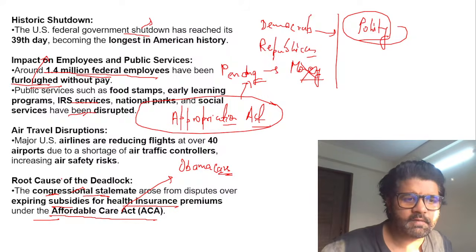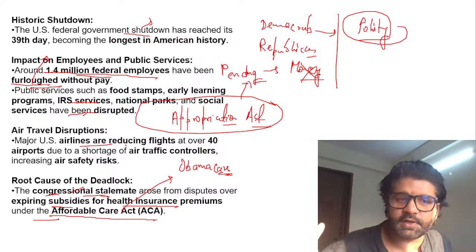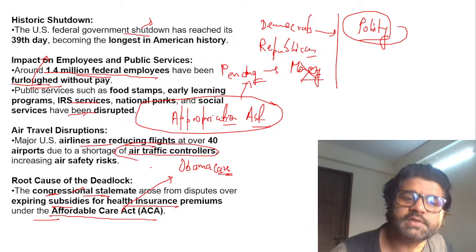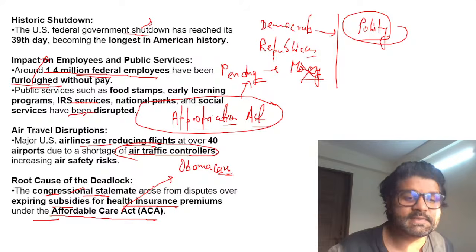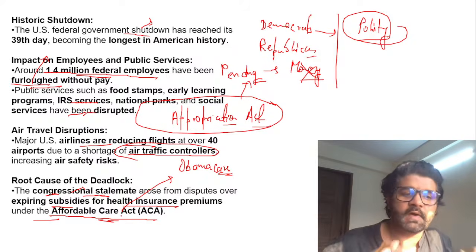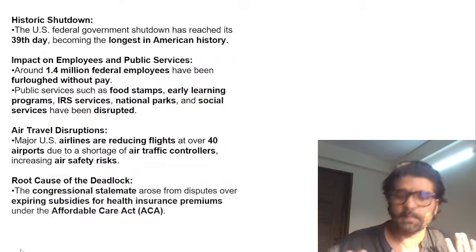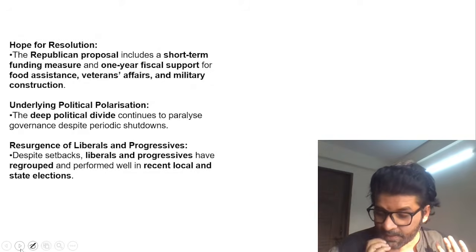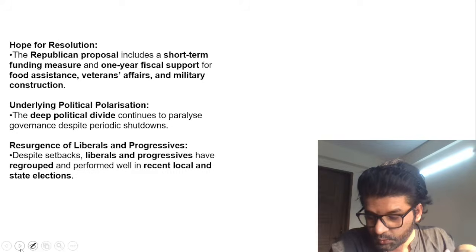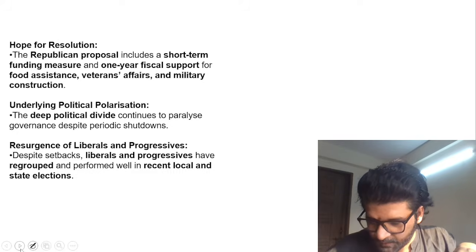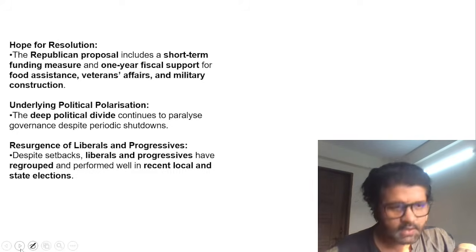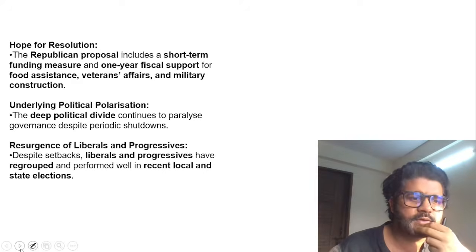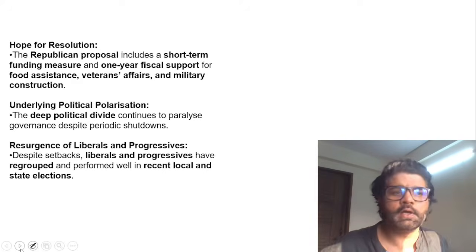So yes, air travel disruption. Major US airlines are reducing flights, because even the air traffic controllers have not got their monthly salary. All these things are because of the stalemate over Obamacare, because of the non-passage of the appropriation bill or appropriation act. Seriously, Jiva and Rishi, Harshini, Iltush and other people, whoever will be watching, you have never heard about this appropriation bill? Surprising. So, hope for resolution.